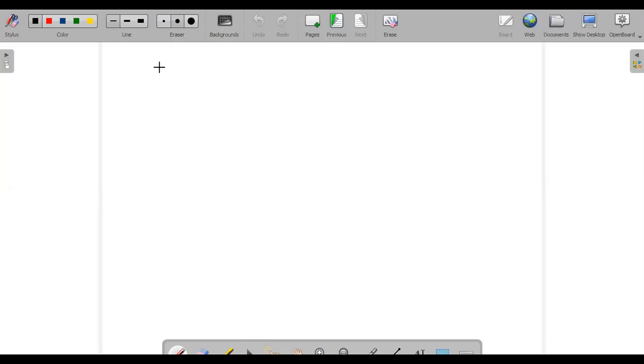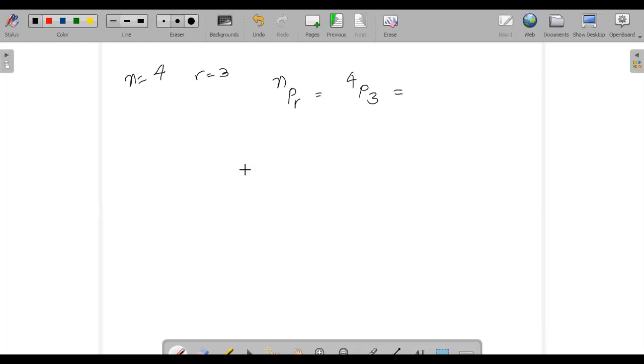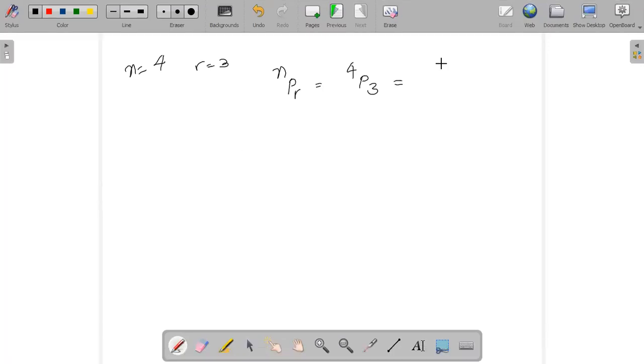N is the four dissimilar things, and R is three, which is three taken at a time. Yes. So N is 4 and R is 3. So NPR, that is 4P3. Can you tell me what is 4P3? It is 4 factorial divided by (4 minus 3) factorial.